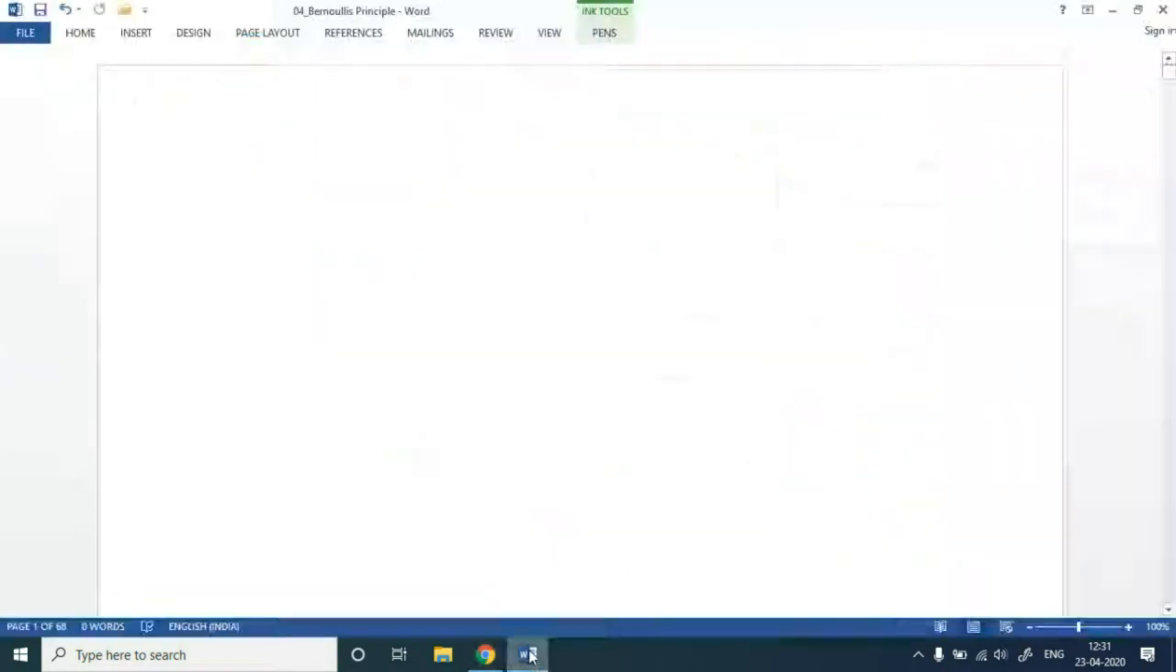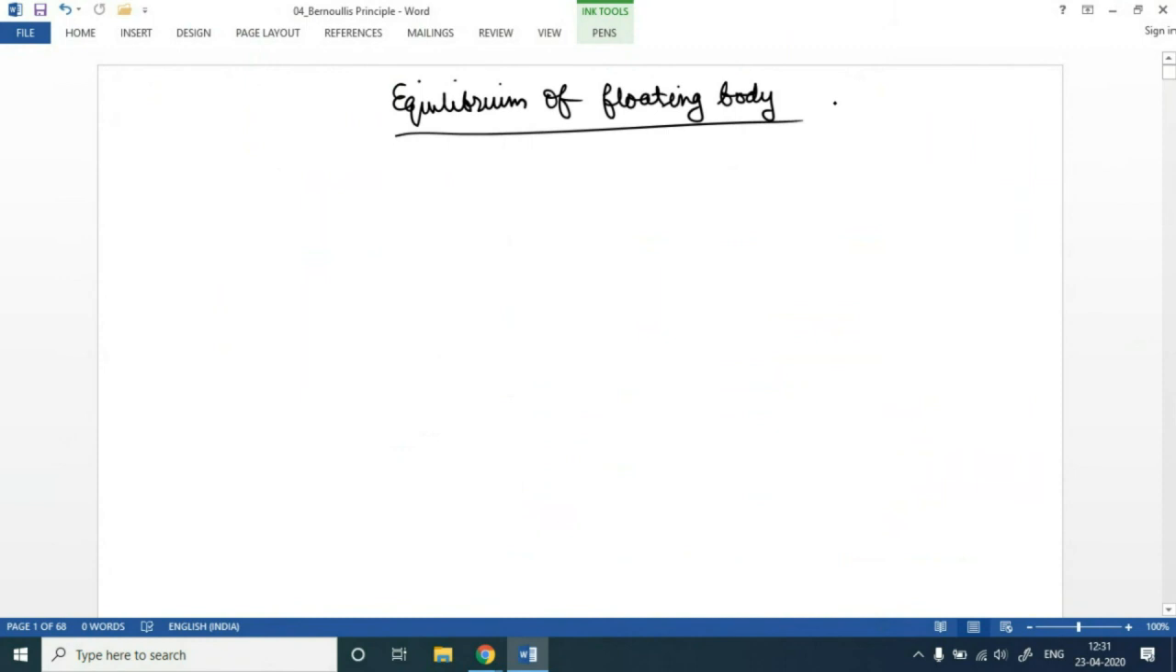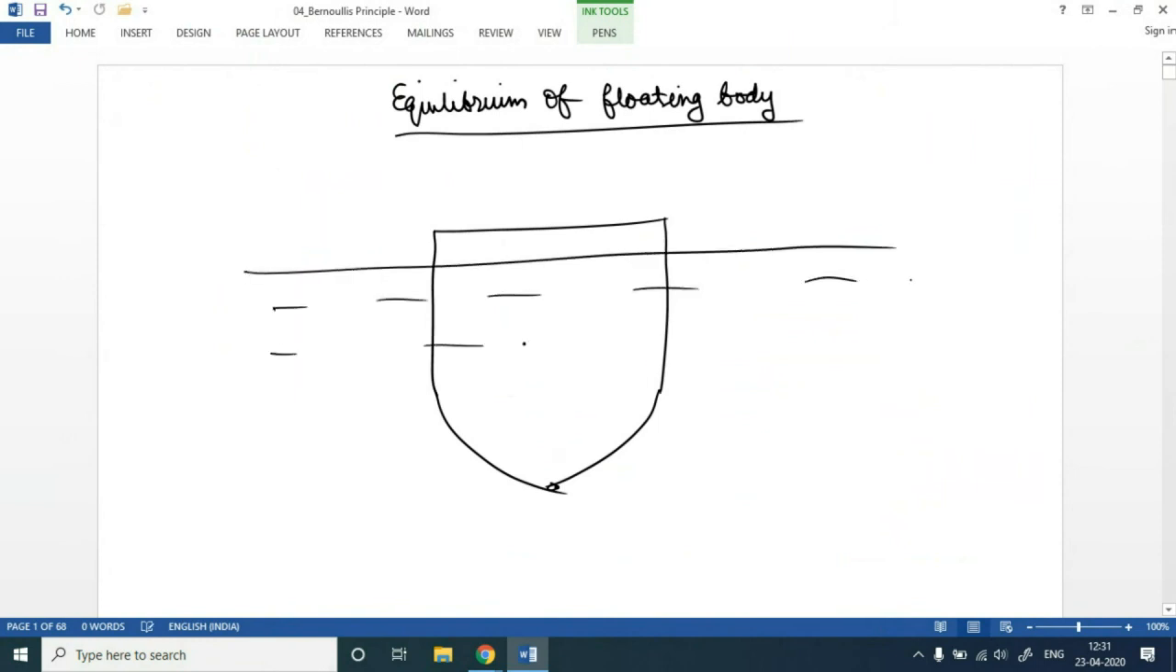So here we go. Let's talk about equilibrium of floating bodies. Yesterday I already said that let's say there is some object like this which is floating. Let's say this is water and this is a solid body floating in it.